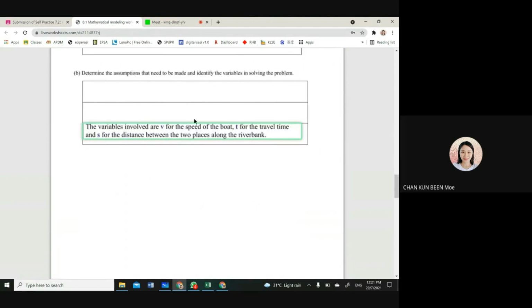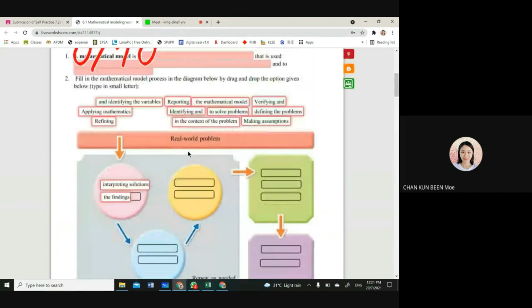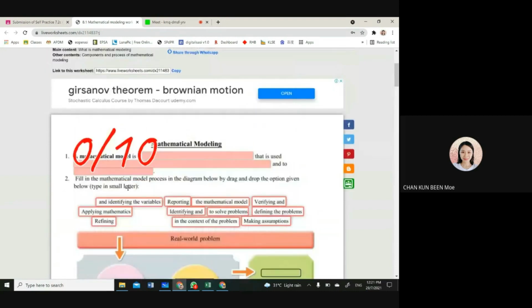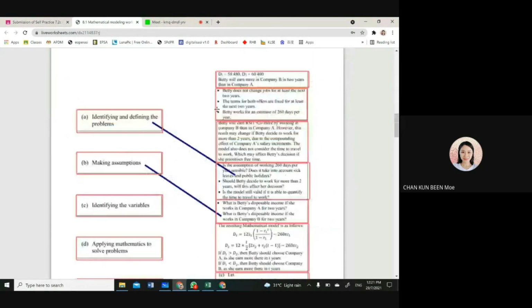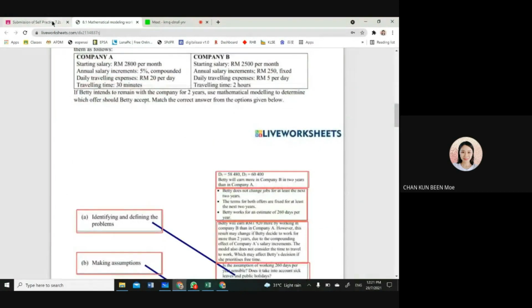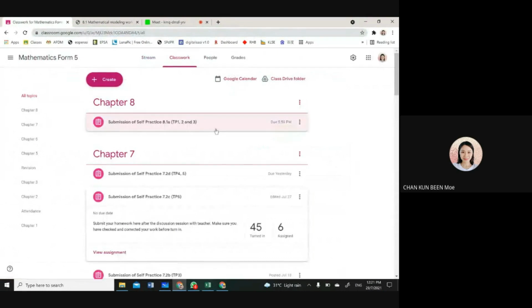If it is in green, it means you got it right. If it is in red, it means it is wrong. So this one is red, wrong, and this one is red, it's wrong. So 0 marks. I want you to print screen all of these pages and attach them in your GC later on. Can or not, class?